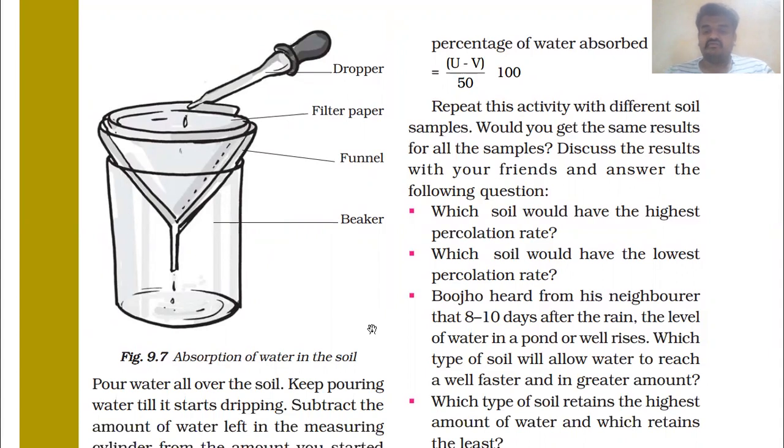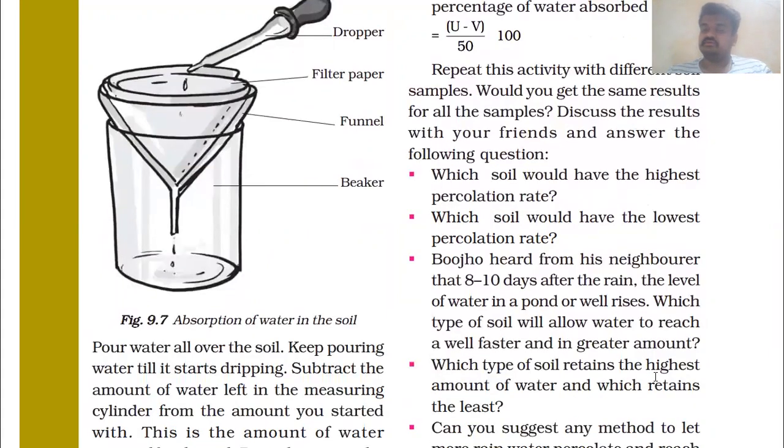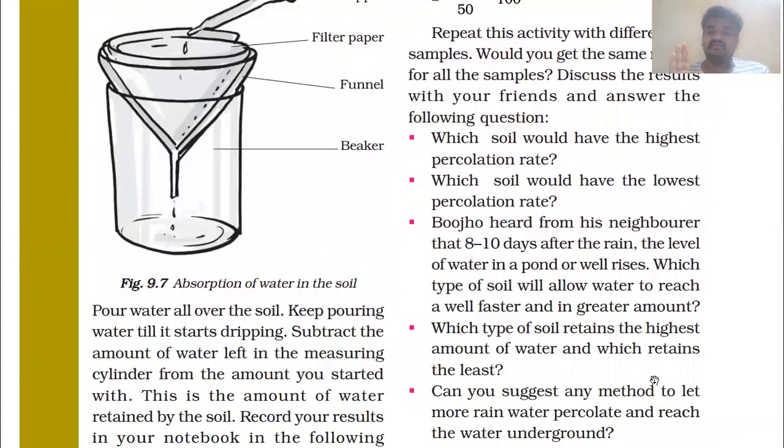Uju heard from his neighbor that 8 to 10 days after the rain, the level of water in a pond or well rises. Which type of soil will allow water to reach a well faster and in greater amount? So we will simply say that whatever soil has a less percolation rate, or does not absorb more water, will give the space to run over to the well.